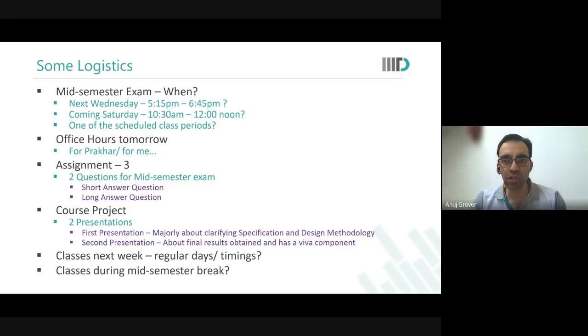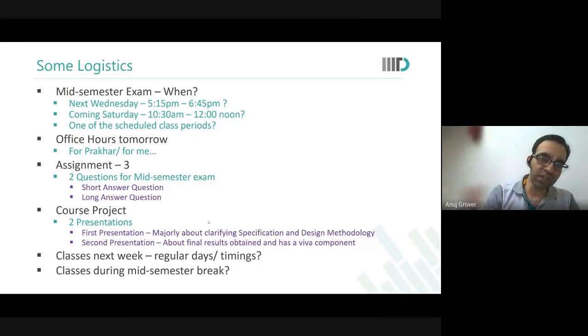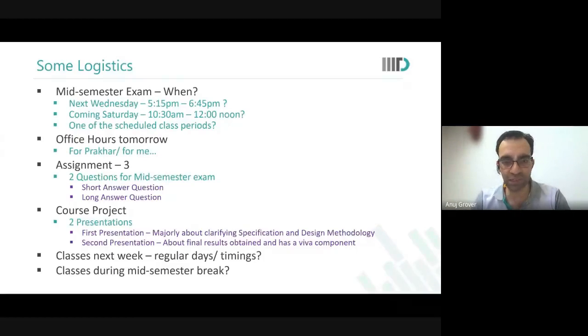So Diksha also confirms that for Prakhar, 3:30 to 4:30 on Thursday afternoons is fine. So he will keep those as his office hours. They will not be available tomorrow. I will have my office hours today. Now with these logistics worked out, I know these logistics take a lot of time because we are a large group of students, but it's fine. It's important that all of us are on the same page.